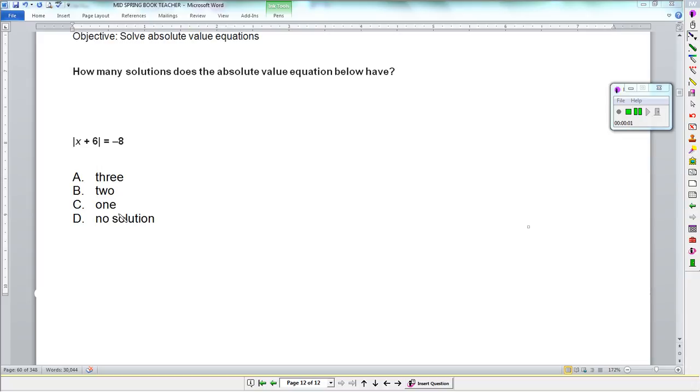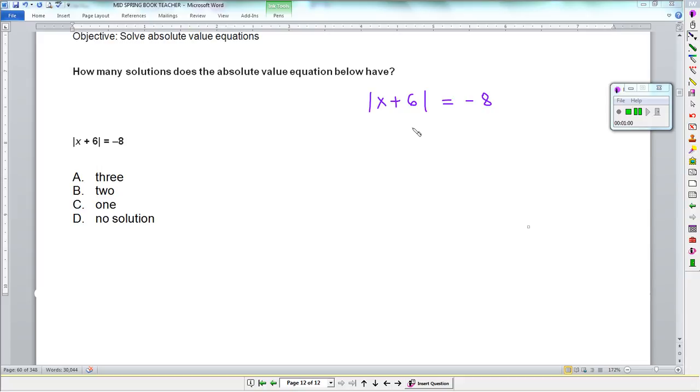So let's begin. We are going to follow the steps that we talked about in the last video. Let's start with step 1. We are going to write the original absolute value equation: the absolute value of x plus 6 equals negative 8.